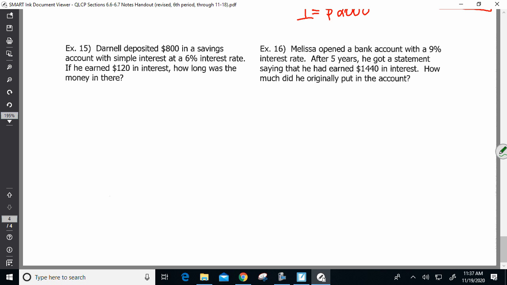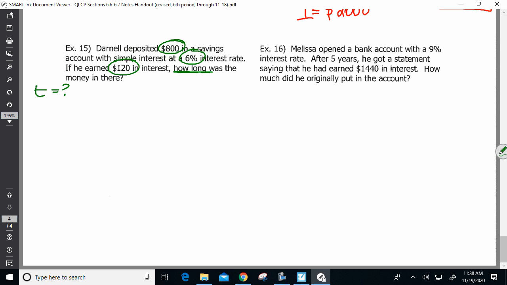So, read through the problem. We've got an 800, 6%, $120 in interest. How long was the money in there? So that's telling you, you don't know time. But that means we do need to know everything else.